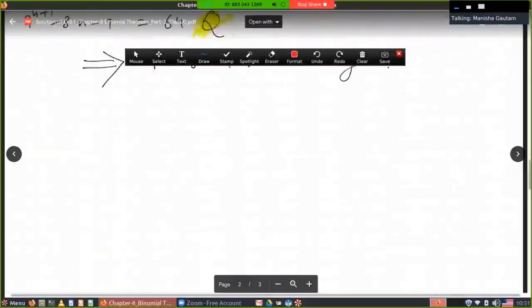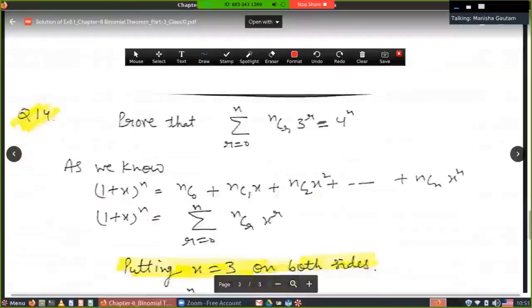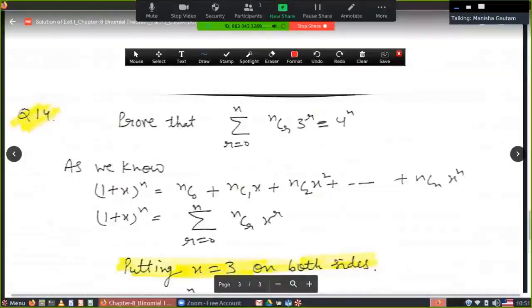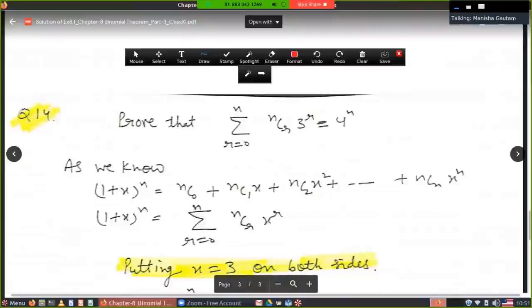Now come to the next question. Question number 14. Prove that the summation of r is equal to 0 to n, that is, the number of terms added from 0 to n, nCr 3 to the power r, can be written as 4 to the power n.